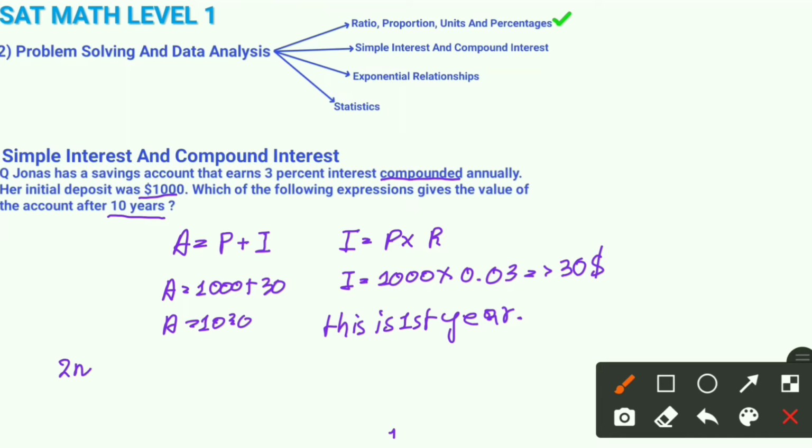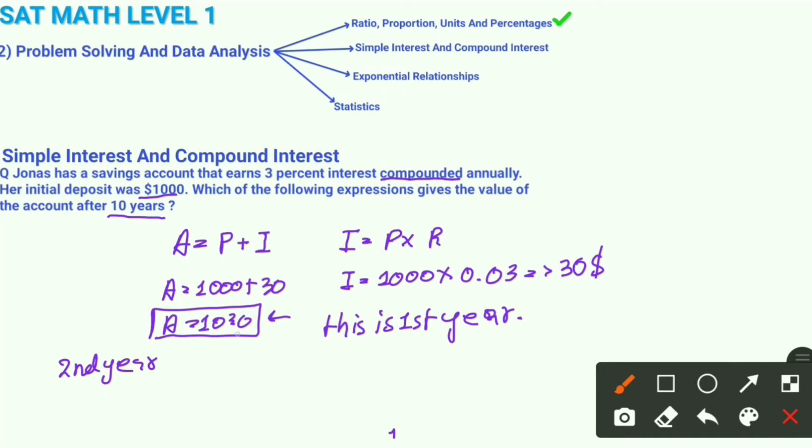In the second year, I will repeat this whole thing all over again, and I have a new amount which is $1030. So again, I'm going to take the interest from this amount, since we know that this is compound interest. Every time there's compound interest, first of all we earn the interest from the initial deposit, and then we add that interest to that amount. Since it is happening annually, in the second year we use that new amount, take the interest from that amount as well, and add it up to this amount, and it gives a new amount.